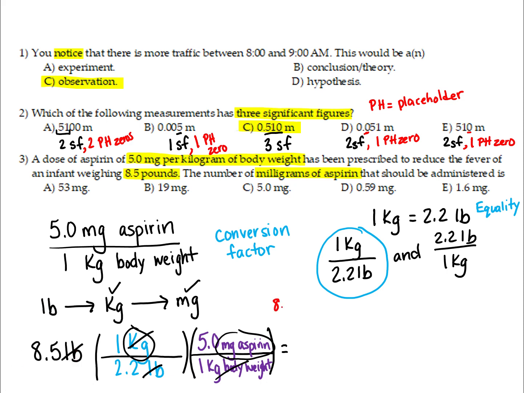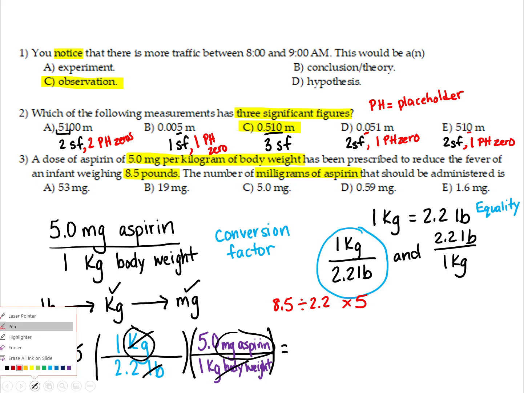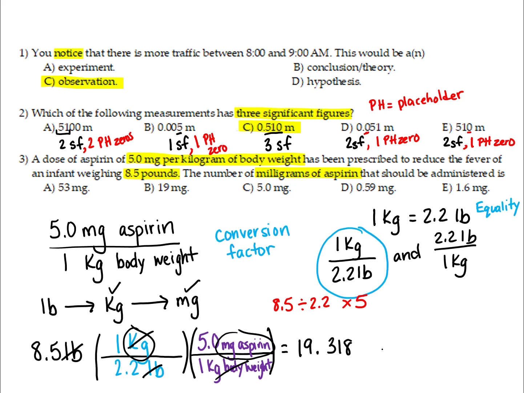In your calculator, you do 8.5 divided by 2.2 times 5. Your calculator is going to tell you 19.318 and some other stuff. We need 2 sig figs here, so that's 19 milligrams. And the answer is B.